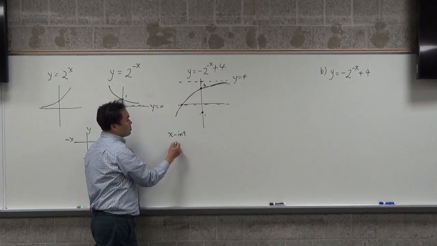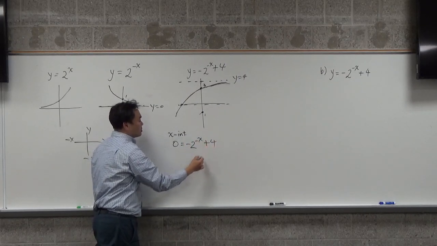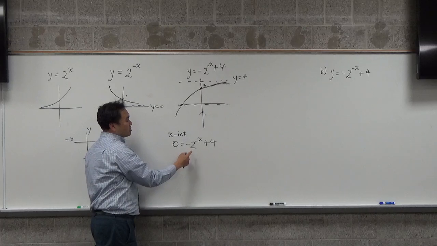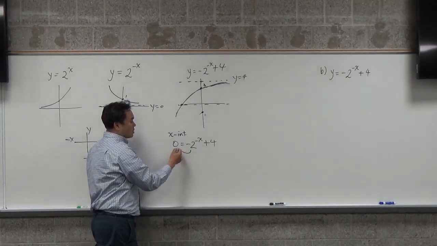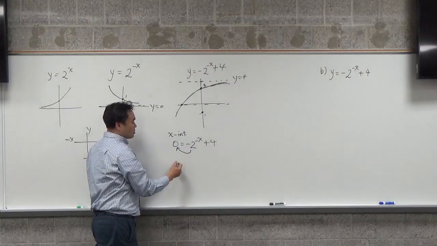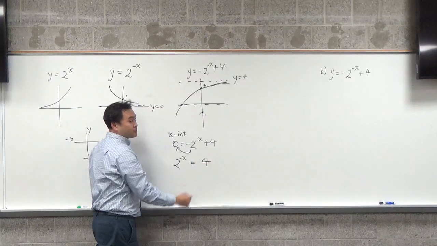Set y as 0. So 0 is equal to negative 2 to the negative x plus 4. Add positive 2 to the negative x to both sides. So that's the same as moving this over here, right? So it's 2 to the negative x equals positive 4.